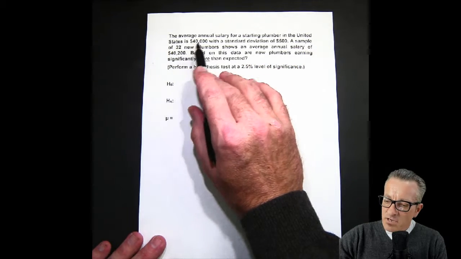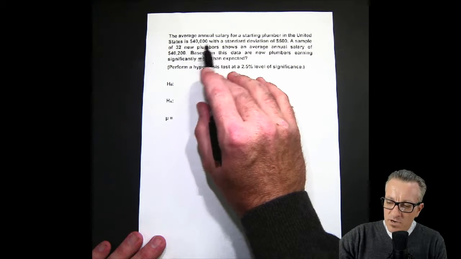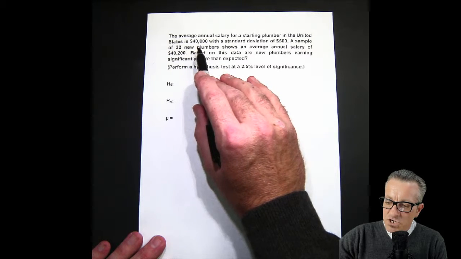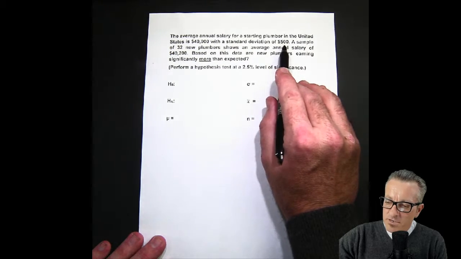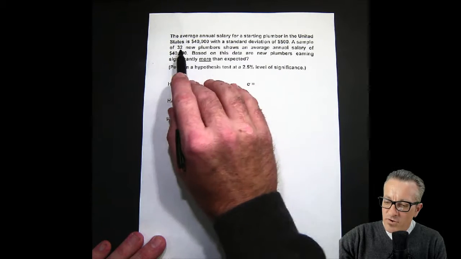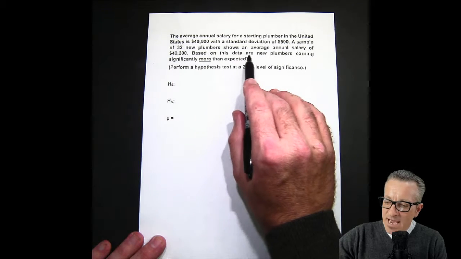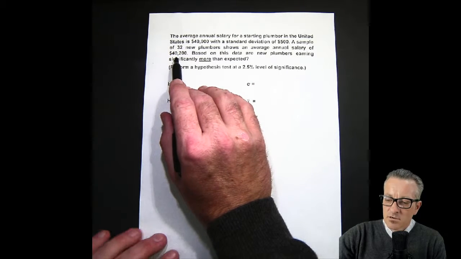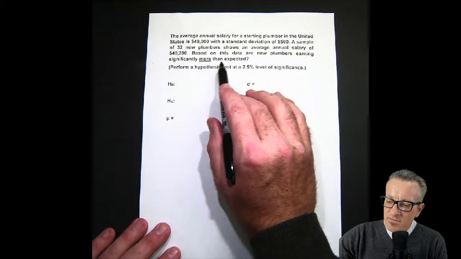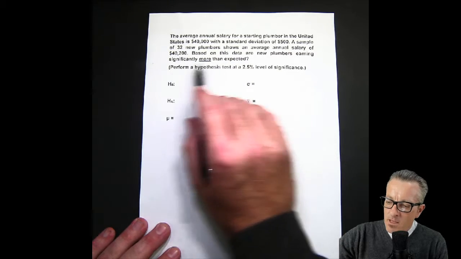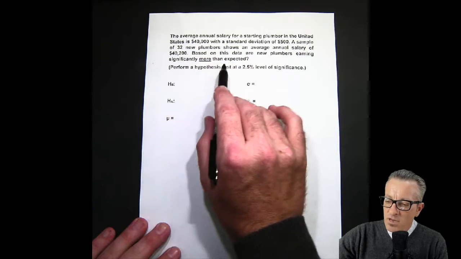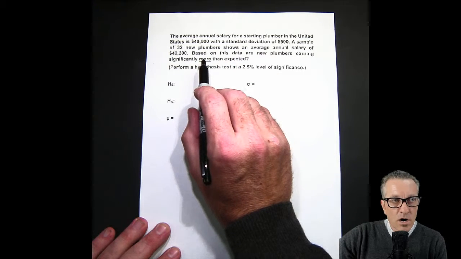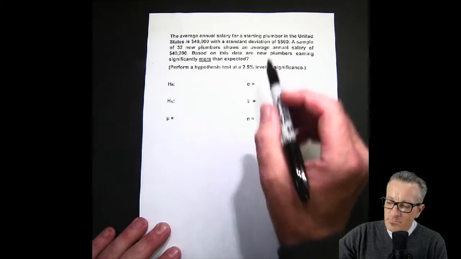The average annual salary for a starting plumber in the United States is $40,000, with a standard deviation of $500. A sample of 32 new plumbers shows an average annual salary of $40,200. Based on this data, are our new plumbers earning significantly more than expected? So a couple things here: I have underlined "more," so the "more" is important.